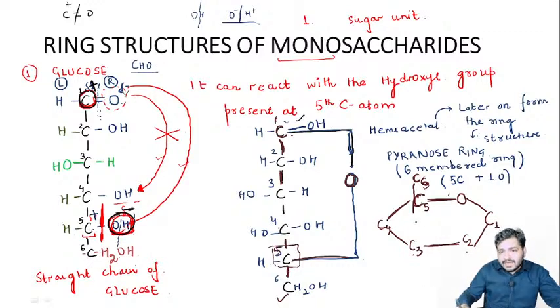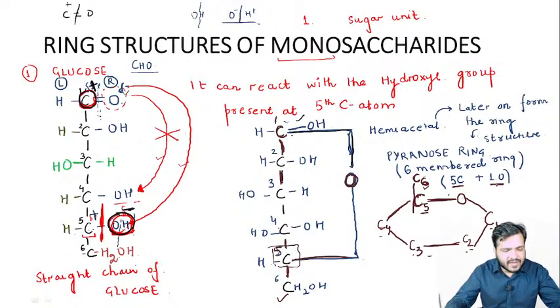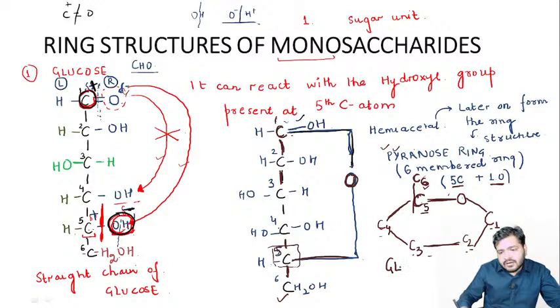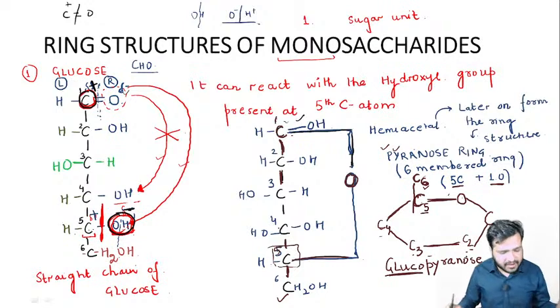So you can very well see how many carbons participated in this ring, only 5 carbons participated. Although there are 6 carbons in the glucose, in the ring there are 5 carbons plus 1 oxygen. This is called the pyranose ring, and this is commonly called glucopyranose.